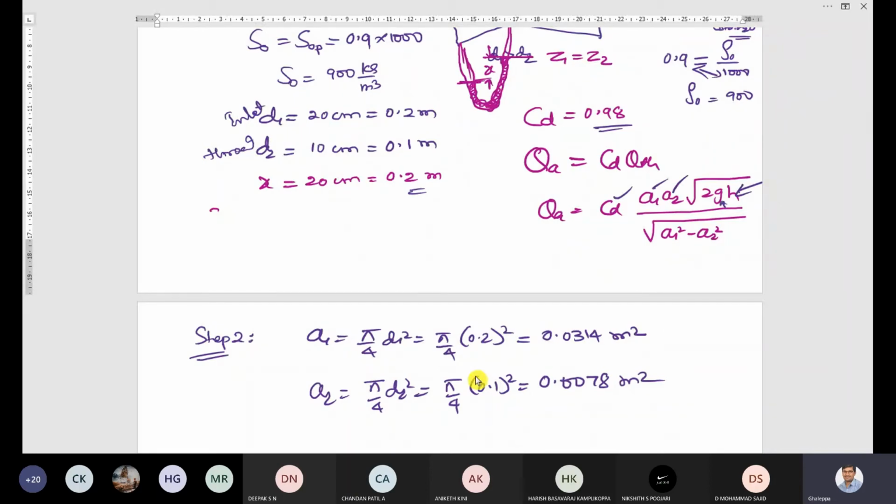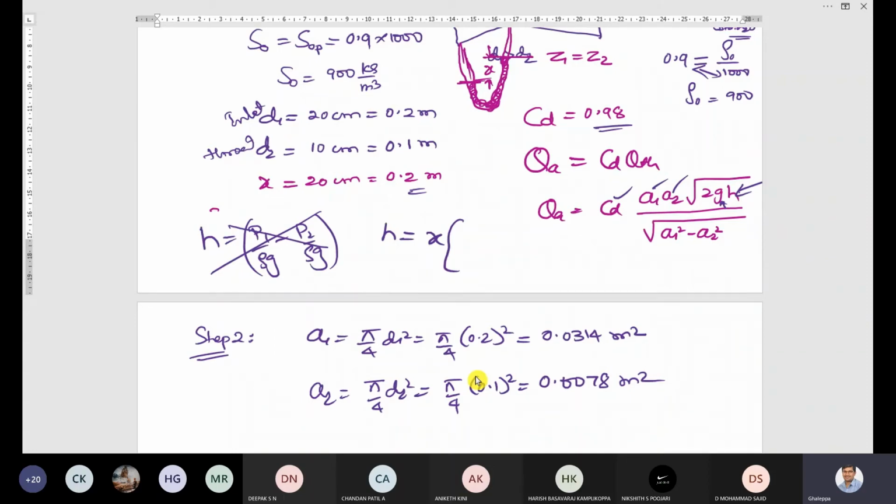So to calculate h, there are two ways. One is in terms of pressure head, that is h is equal to P1 by rho g minus P2 by rho g, if pressure is given. So you cannot apply this equation because pressure is not given. Then there is a second formula, h is equal to x into specific gravity of heavy liquid.